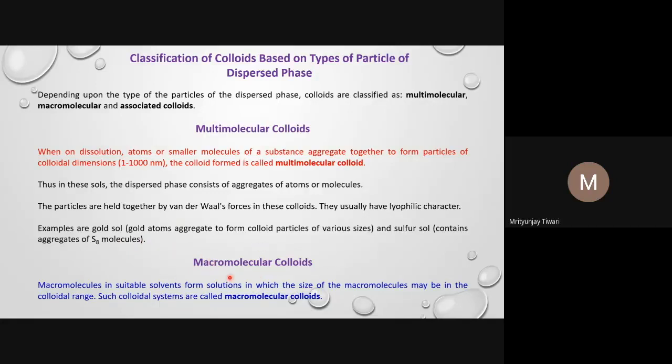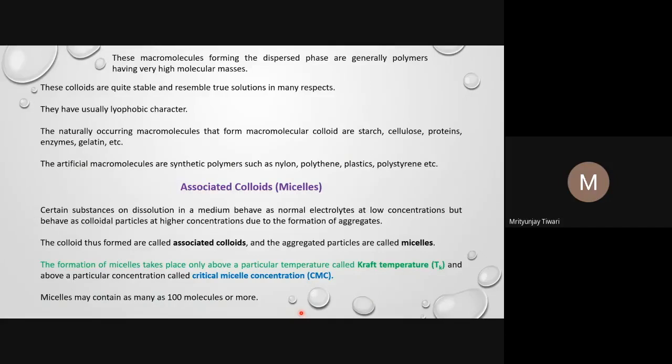Let's now look at macromolecular colloids, the definition. Macro means very large, and molecule means a molecule. So one very large molecule will be of the size of the colloidal particle. Macromolecules in suitable solvents form solutions in which the size of macromolecules may be in the colloidal range. When the macromolecule is in the colloidal range and is dissolved in the solvent, it forms a colloidal system, and such systems are called macromolecular colloids.